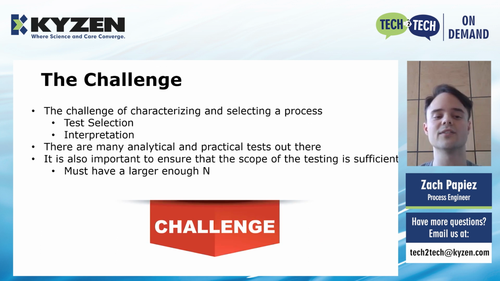Characterizing and selecting a process can be challenging, especially when it comes to test selection and interpretation. There are many analytical and practical tests available that can provide either useless or difficult to implement data. It is important to ensure that the scope of the testing is sufficient to encompass the breadth of the test parameters. This includes having a large enough sample size to ensure that results are statistically significant. When it comes to test selection, it is important to choose tests that are relevant to the process being characterized also. This can include tests for cleanliness, reliability, and performance, among others.